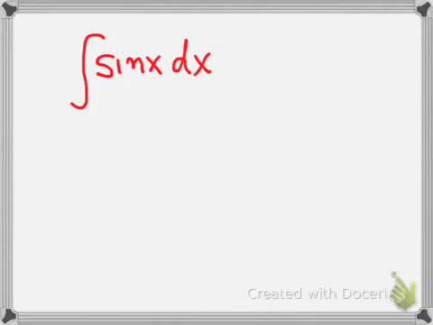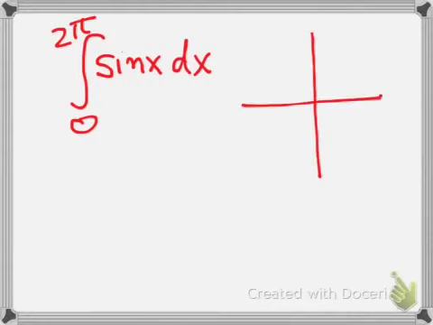The next example is about, what if I have something like this, sine x dx, right? And let's look at from 0 to 2 pi. Okay, what is this integral? Let's see. The sine function looks like this. It's periodic. It finishes one cycle in 2 pi radians. So this is my 2 pi right here.